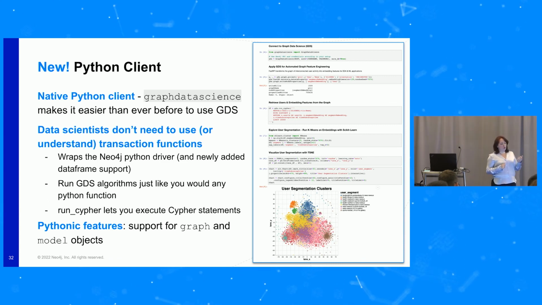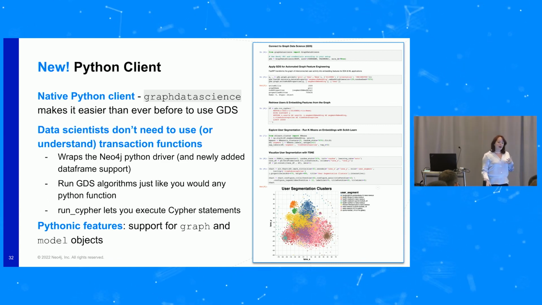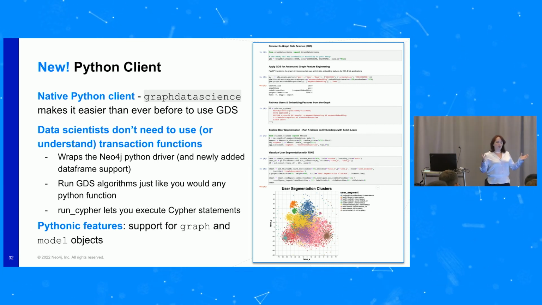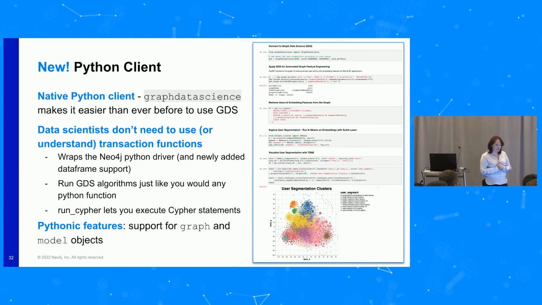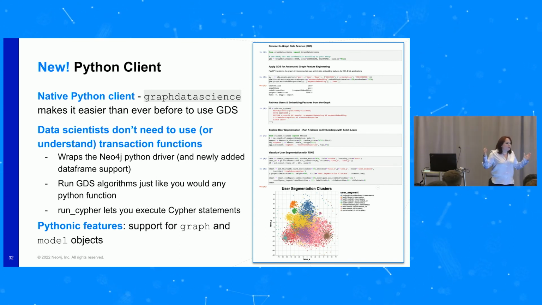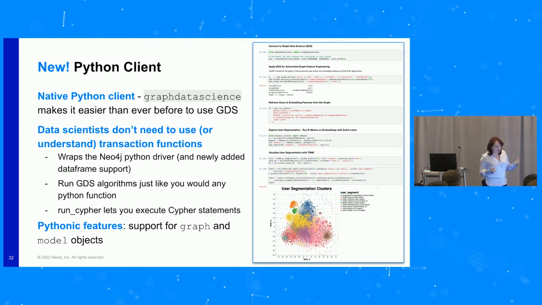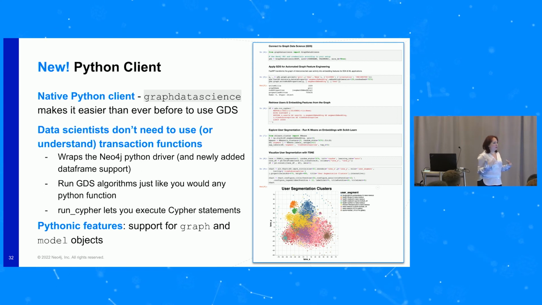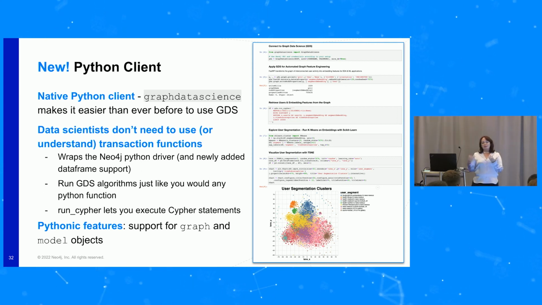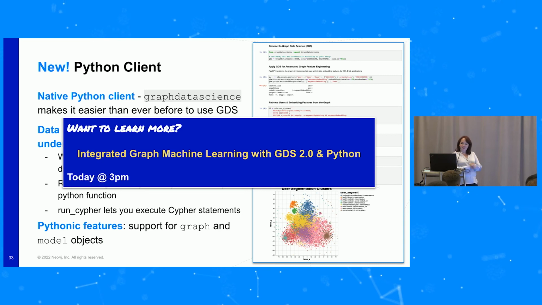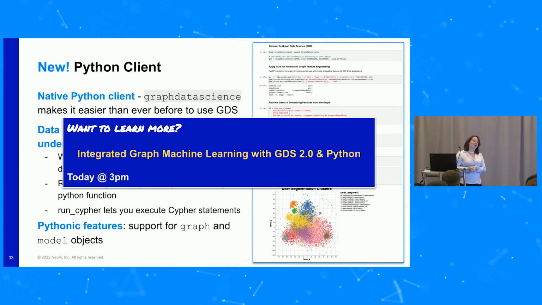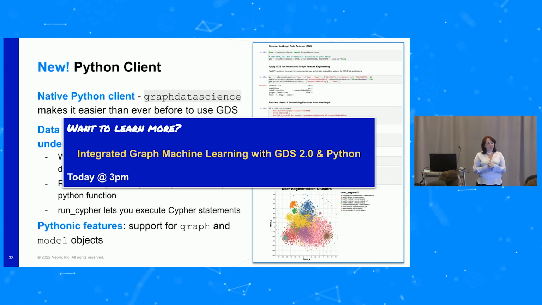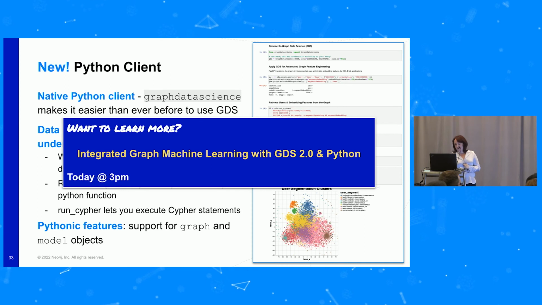You can treat your graphs and your models as objects, and it makes it much simpler to integrate GDS into your notebooks. So if I want to run an algorithm, it's just gds.fastRP. If I want to interact with a graph object, I just have that defined in Python. And so it makes the barrier to entry much lower and the experience much smoother. And again, another pointer to another talk. We have a lightning talk today about using graph machine learning pipelines with GDS 2.0 and Python. So I recommend that one.